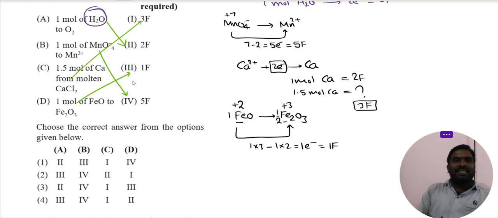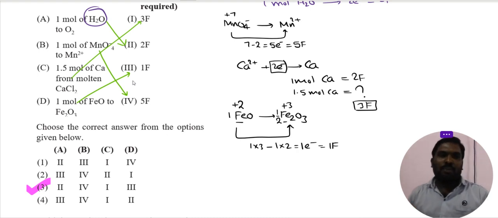Then which option is the right answer here? Option 3 is the right answer. So A matched with 2, B matched with 4, C matched with 1, D matched with 3. So option 3 is the right answer. Understood? Now moving to the next question.